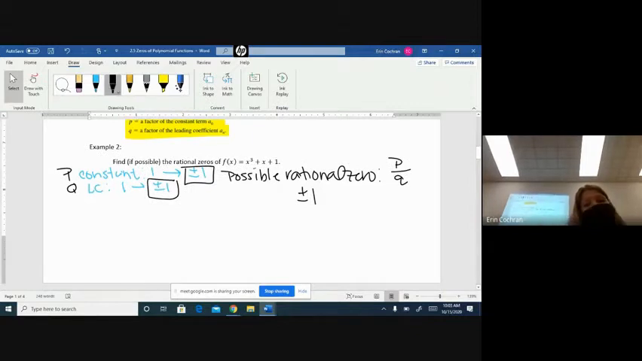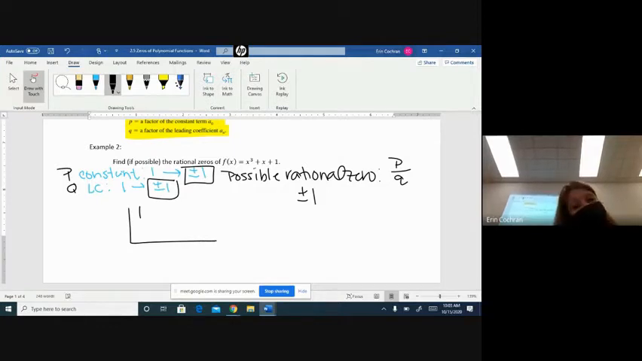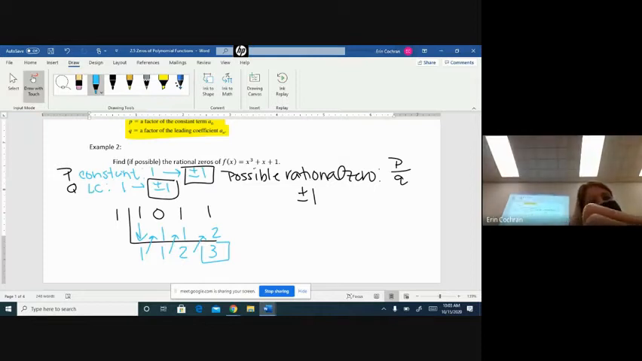So what are my coefficients of my polynomial? 1, x squared would be 0, x, 1, and 1. And then do you guys want to try 1 or negative 1? 1? All right, so we bring down the first, right? So it's 1 times 1? 1. Add? 1. 1 times 1? 1. Add? 2. 1 times 2? 2. And 3. So is 1 actually 0? No. So now we'd actually have to try negative 1, right?